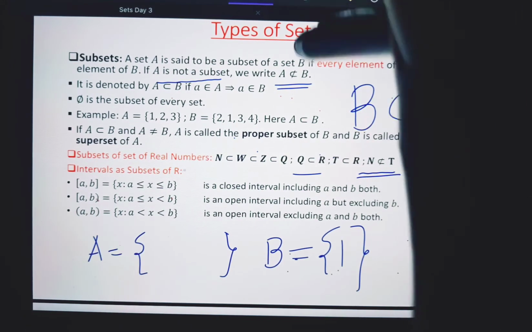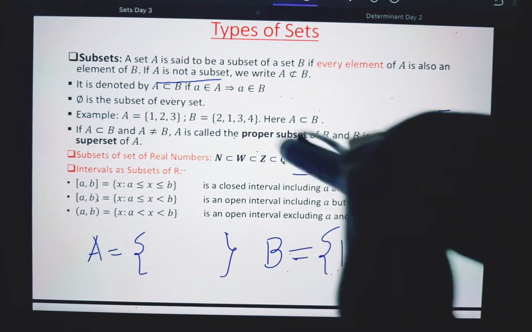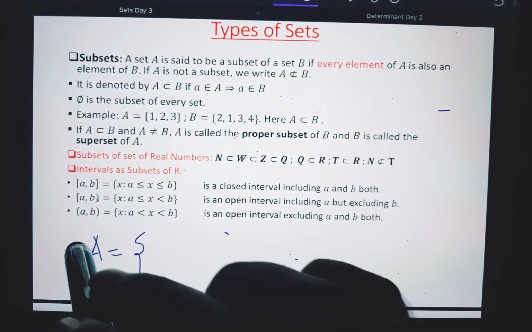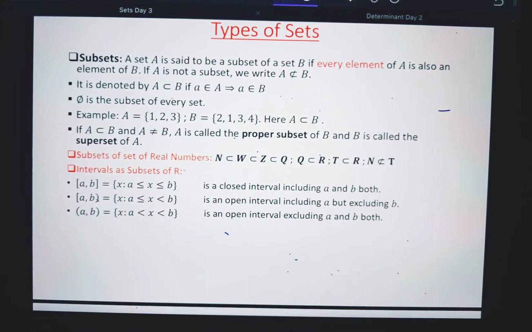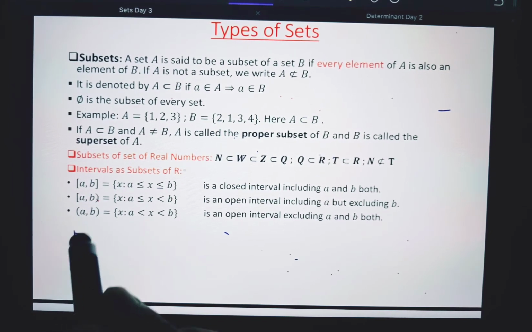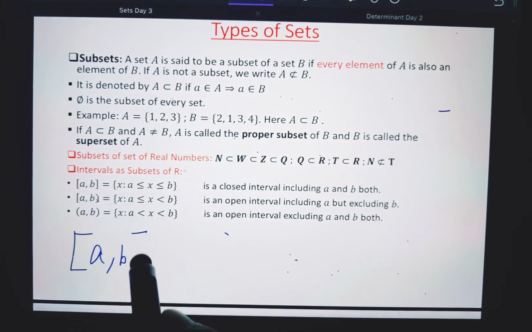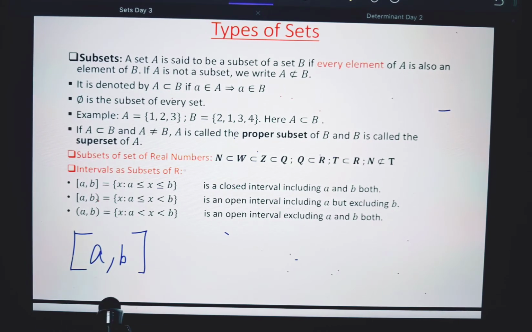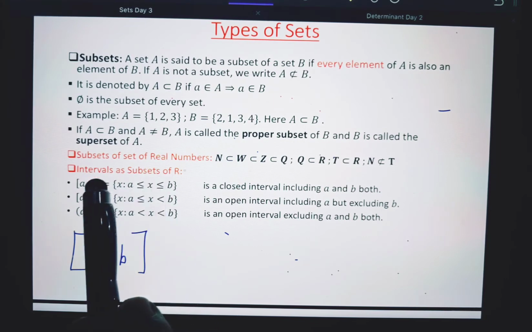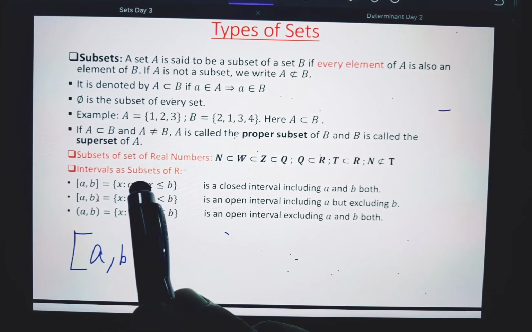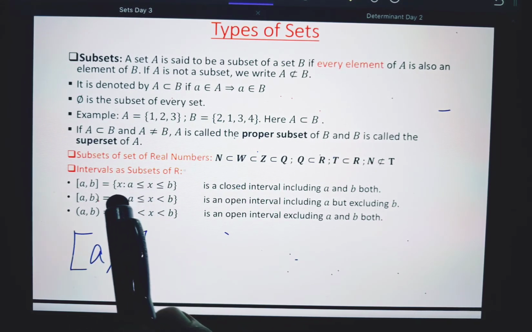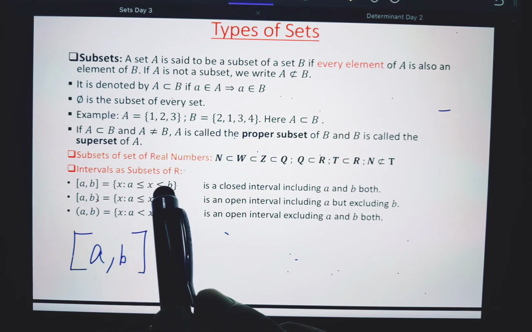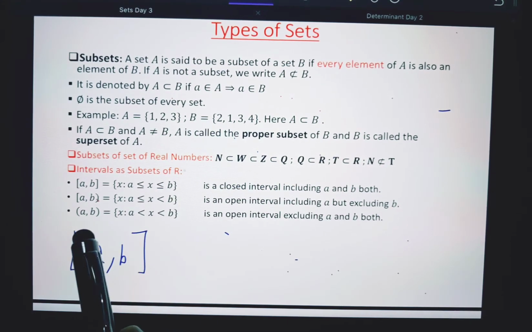Intervals as subsets of R. What do you mean by that? It means that suppose I have a sign like this, square brackets with a comma, [a, b]. Suppose I have a and b enclosed in square brackets. Now this is actually the set builder form, where x is greater than or equal to a but less than or equal to b. This one is a closed bracket.